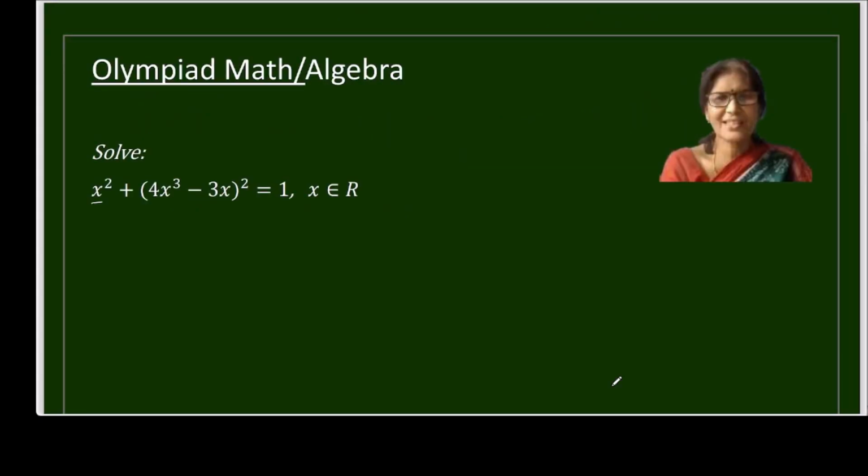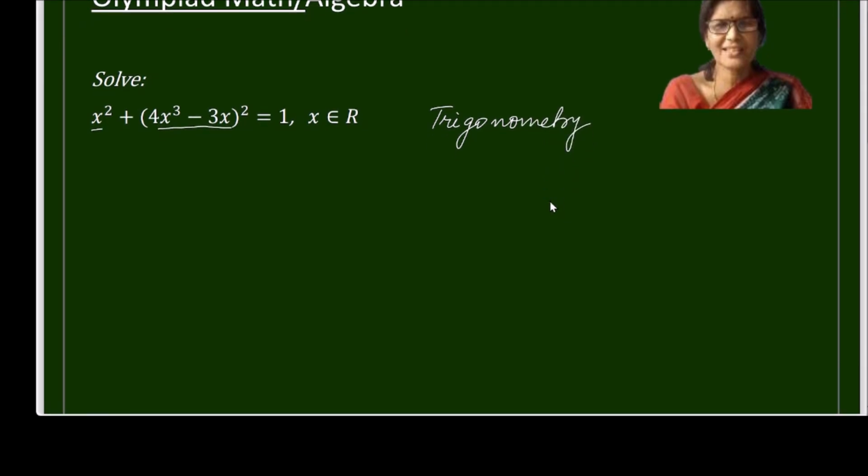One equation from algebra, we have to solve it, but the problem is the equation is x square plus 4x cube minus 3x whole square is equal to 1. X is a real number. If I expand this, I'll get an equation of power 6, which is difficult for me to solve. So I am thinking to use trigonometry. Let us check whether we are able to solve it. You can try using algebra also. If you are successful, write in the comment section.